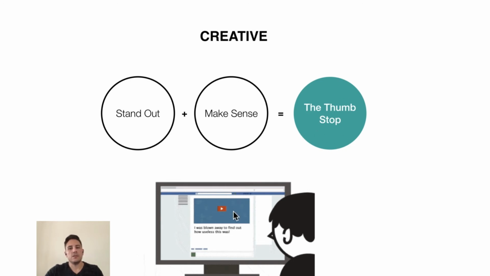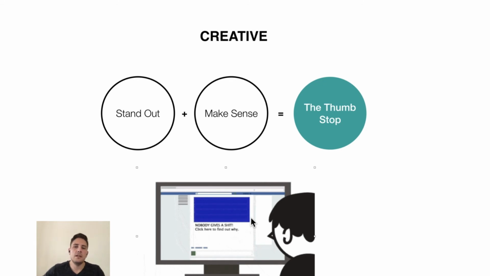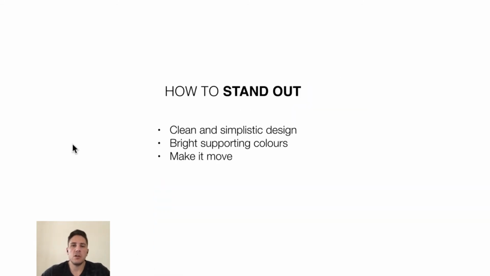Okay, so in essence, this guy is obviously scrolling through his feed, and we need to now ensure, because the creative takes the majority of the screen, that the creative stands out and makes sense right there on the spot, because we've got a split second to get him to stop scrolling past the ad. So how do we stand out?